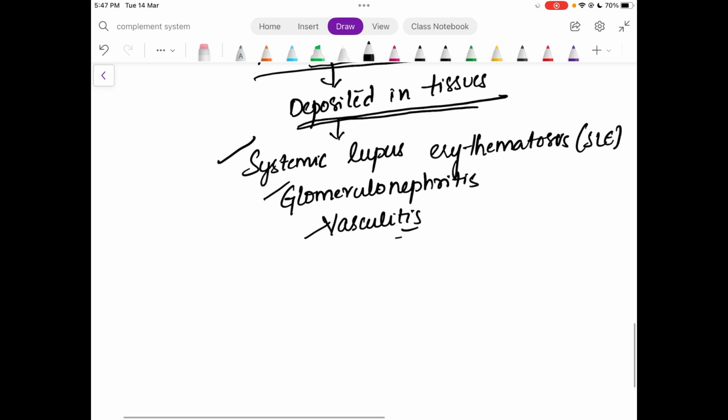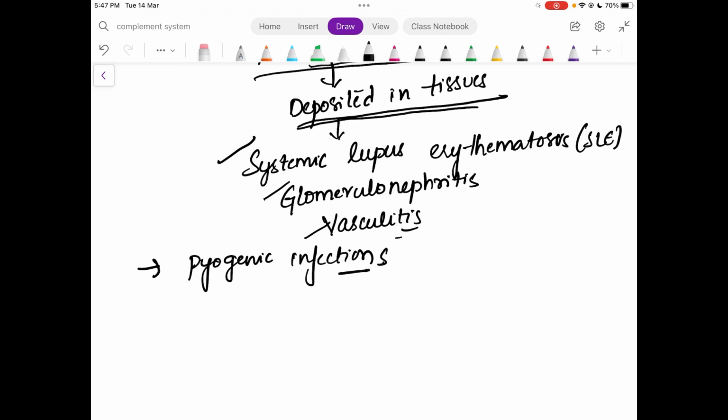Okay, they can suffer from pyogenic infections by the bacteria such as streptococci and staphylococci. Okay.